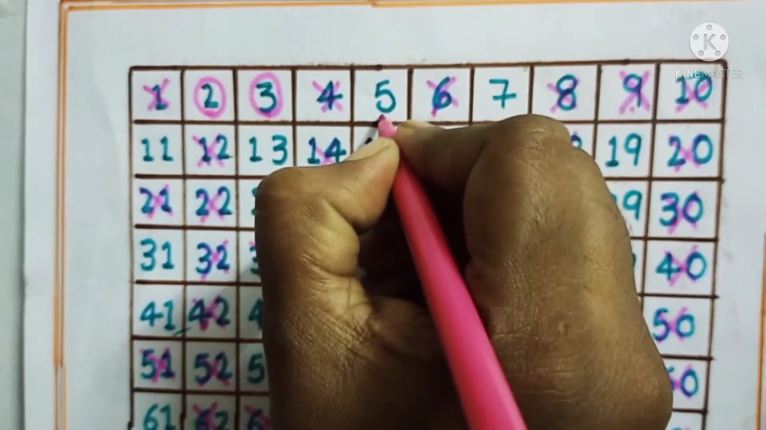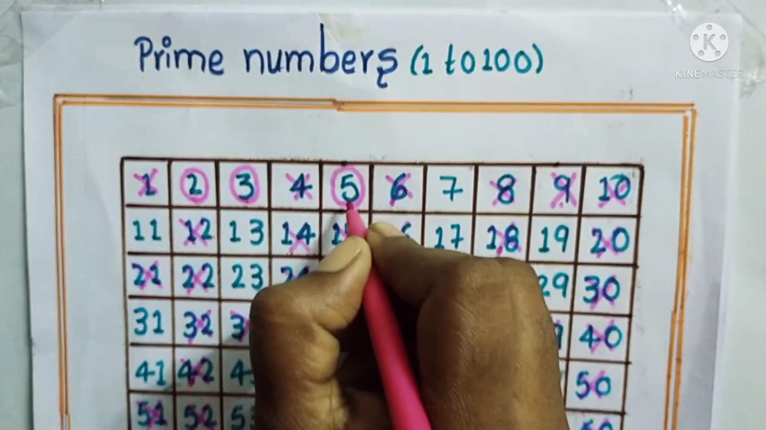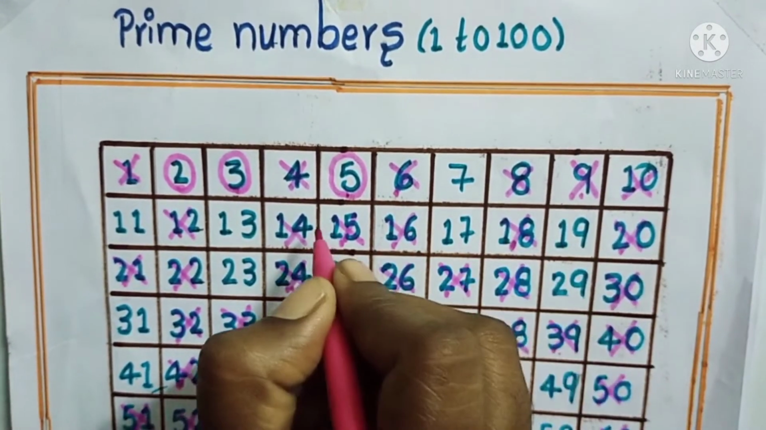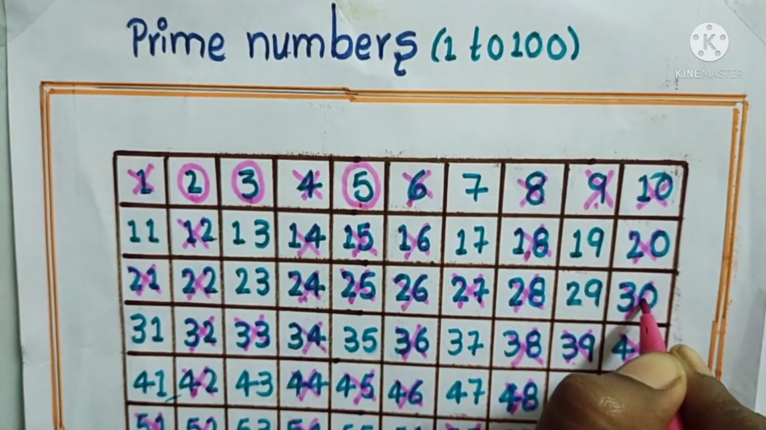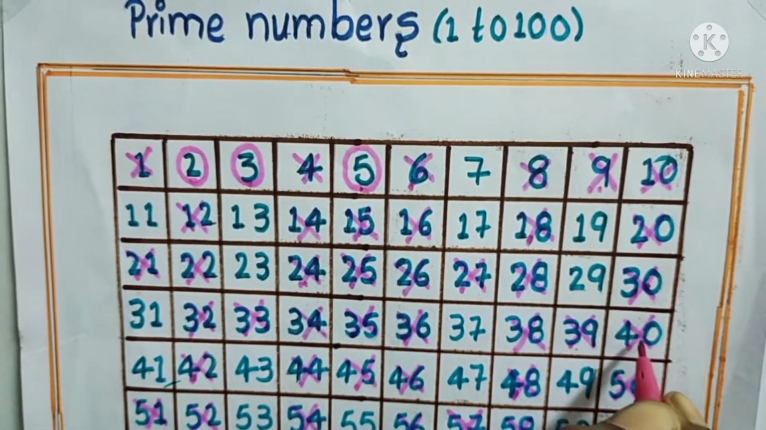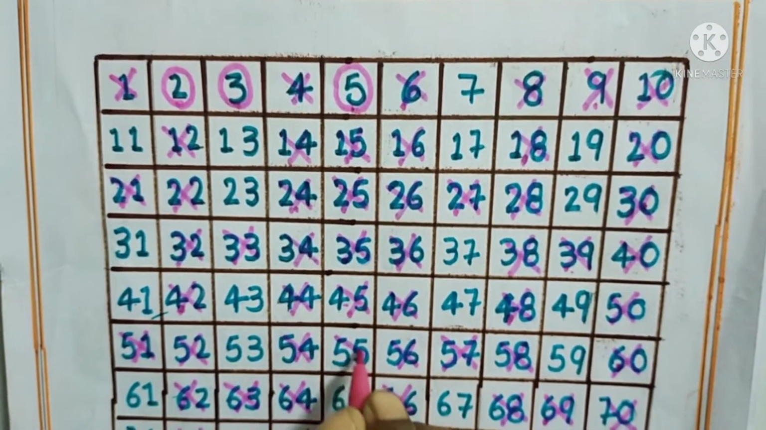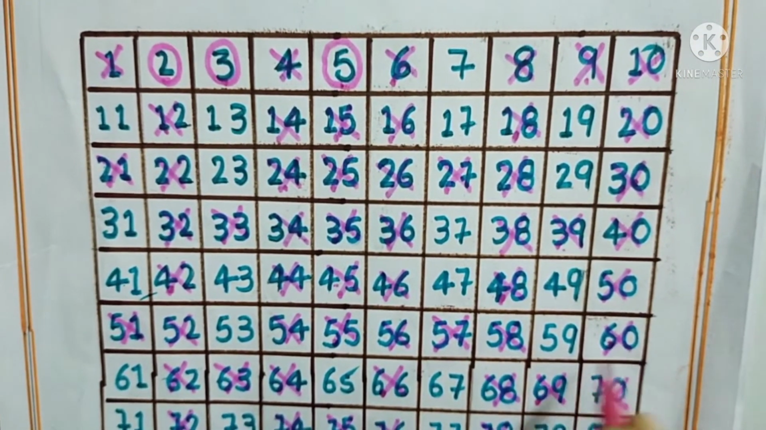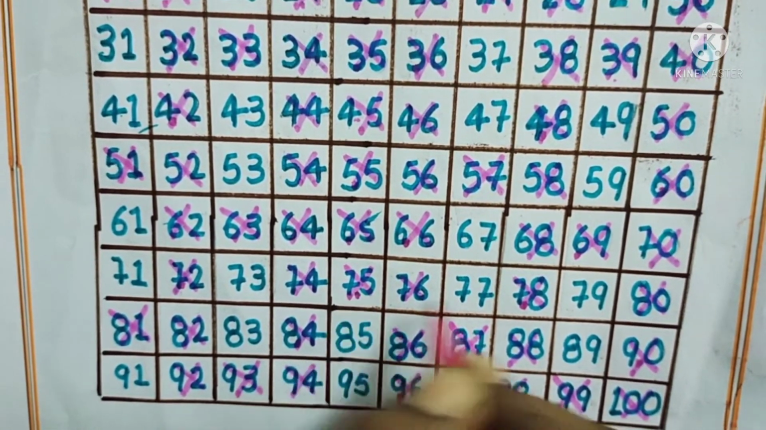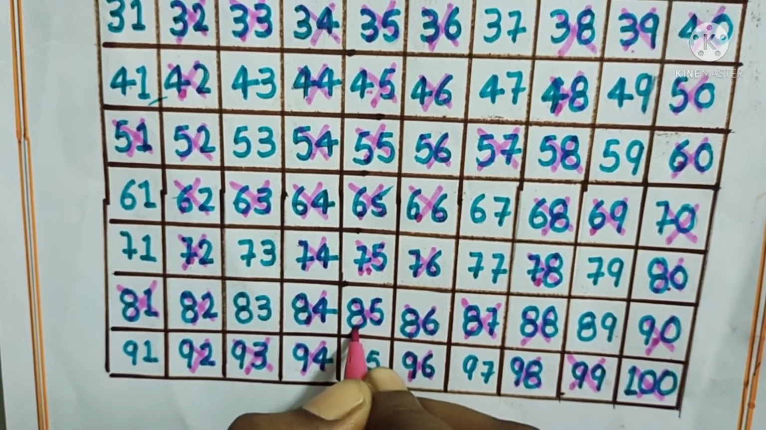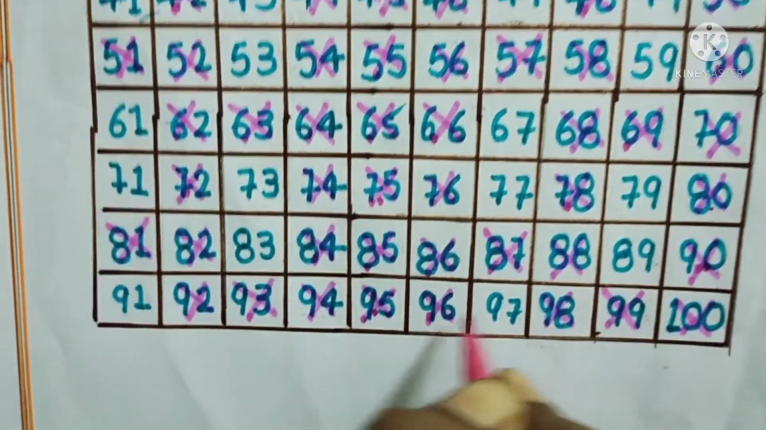Next, encircle the 5. We cross out all the multiples of 5: 10, 15, 20, 25, 30, 35, 40, 45, 50, 55, 60, 65, 70, 75, 80, 85, 90, 95, 100.